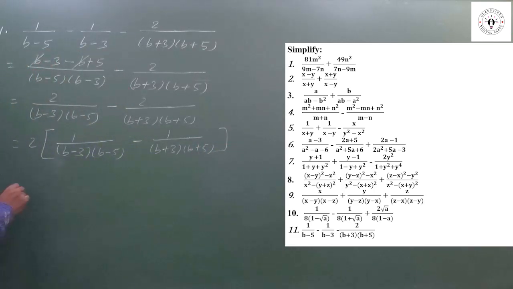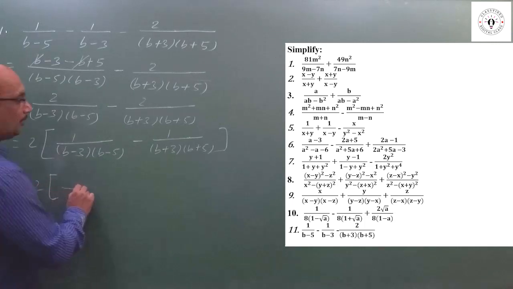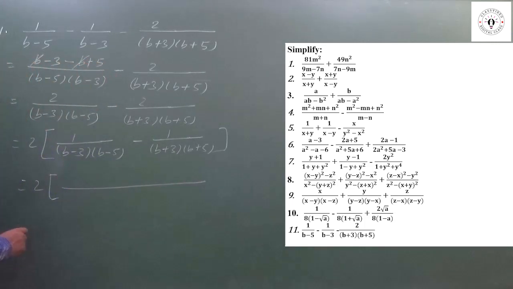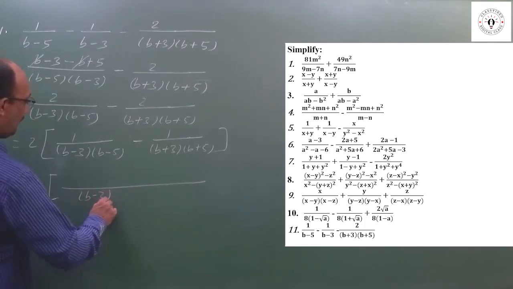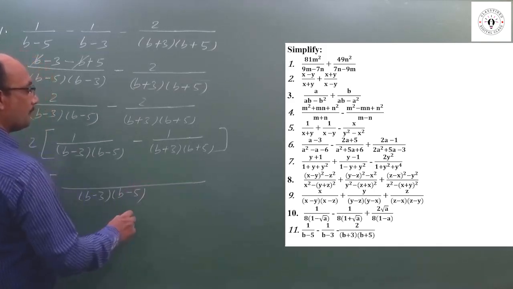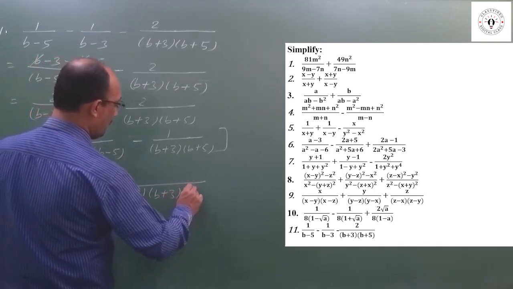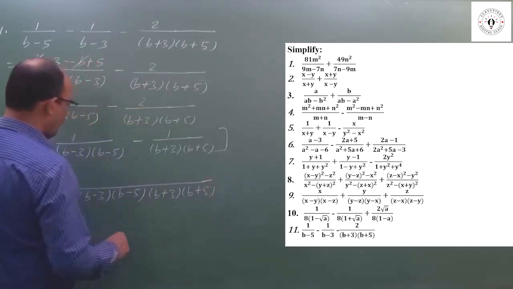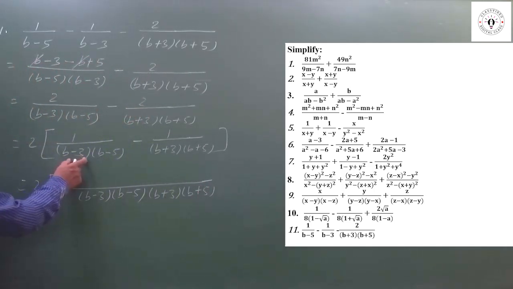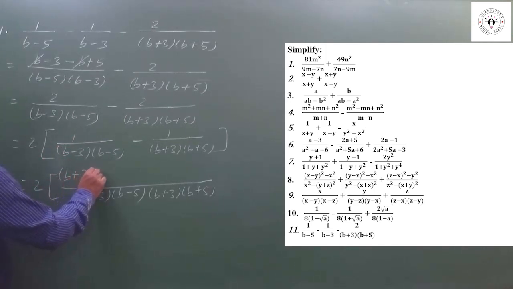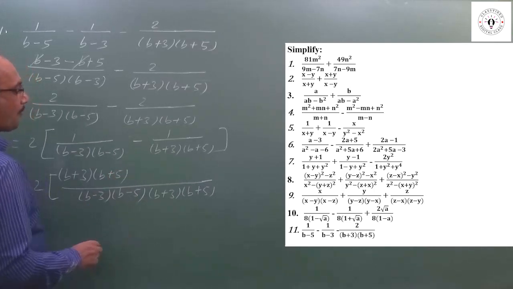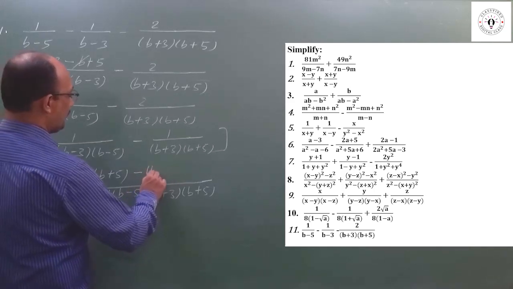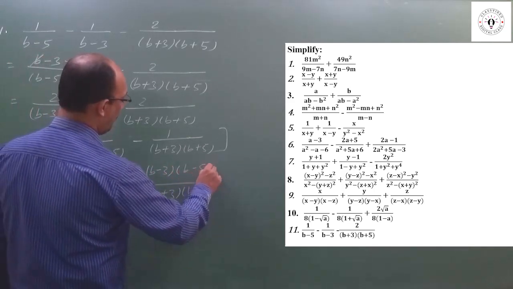Now take the LCM of these two denominators. You can see nothing is common, so all the remaining factors we have to write. So this becomes b minus 3 into b minus 5, b plus 3 into b plus 5. Which factor is not here from the LCM? b plus 3 into b plus 5. So this one should be multiplied by b plus 3 into b plus 5, minus, which factor is not here from the LCM? b minus 3 into b minus 5. So this should be multiplied by b minus 3 into b minus 5.